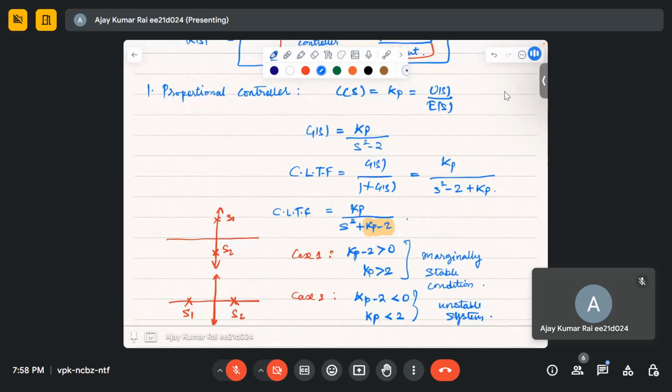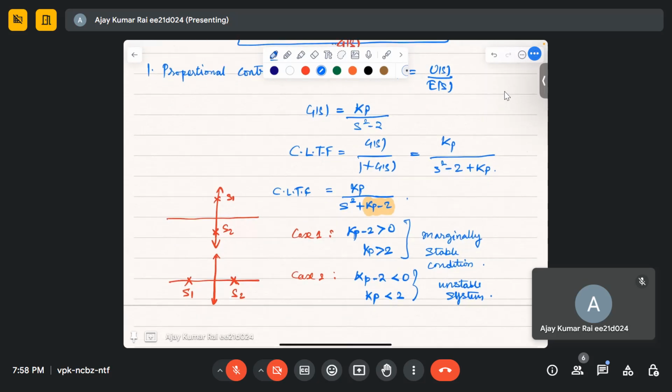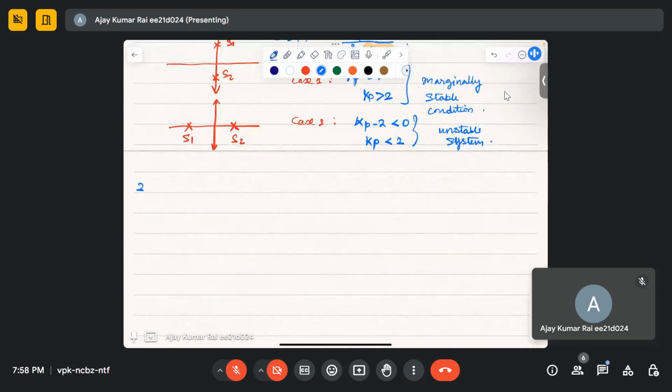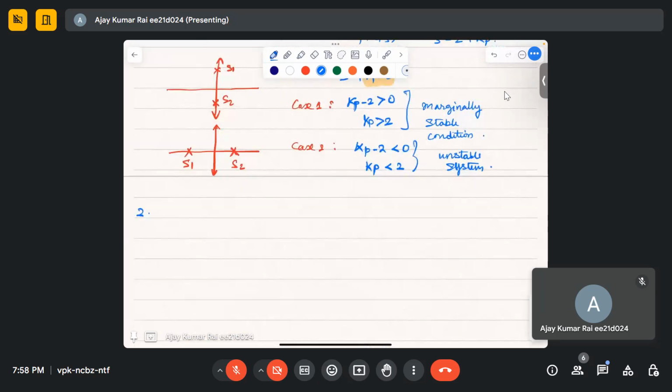Either it will be marginally stable, which we don't want, or it can be unstable also because it's anyway approximate modeling. That we have already covered in the lecture. And the other is it's already unstable. So in both the cases, it's unstable. If we go for the second type of controller, what is that? Integral controller. I'll just do it quickly.